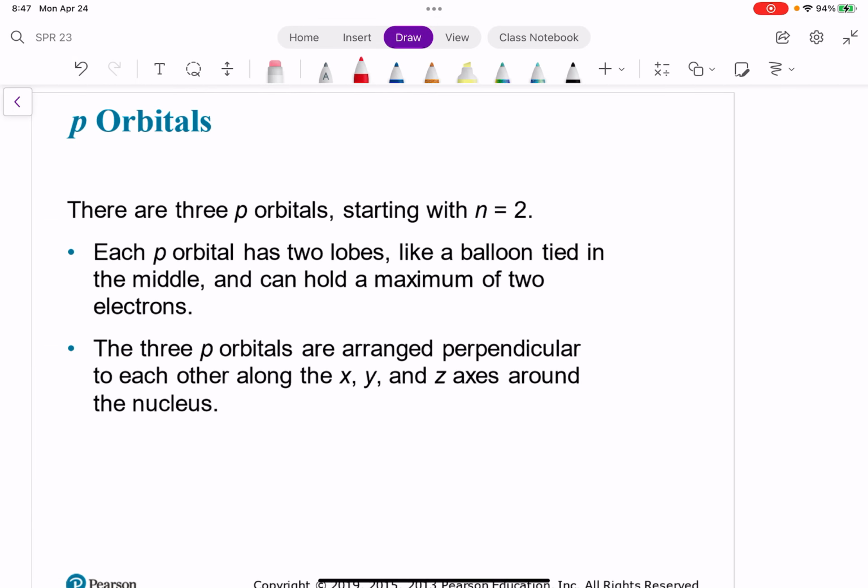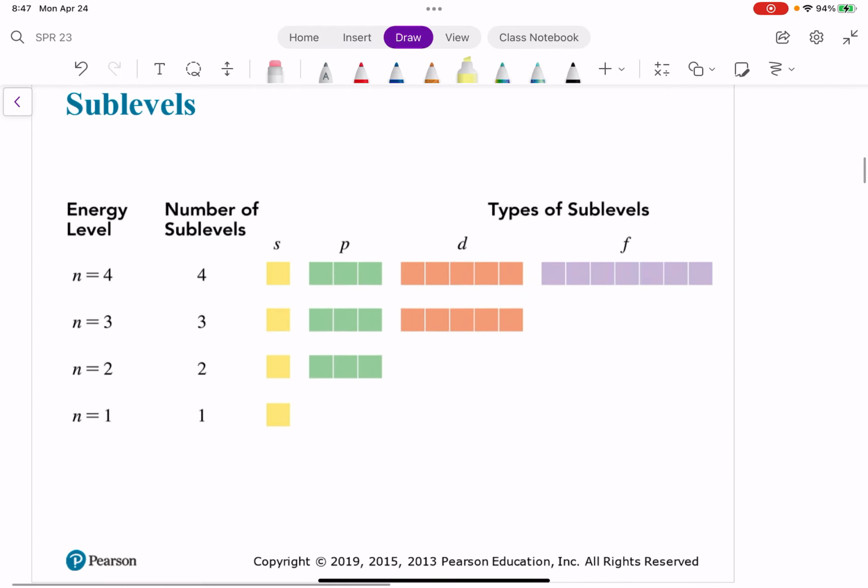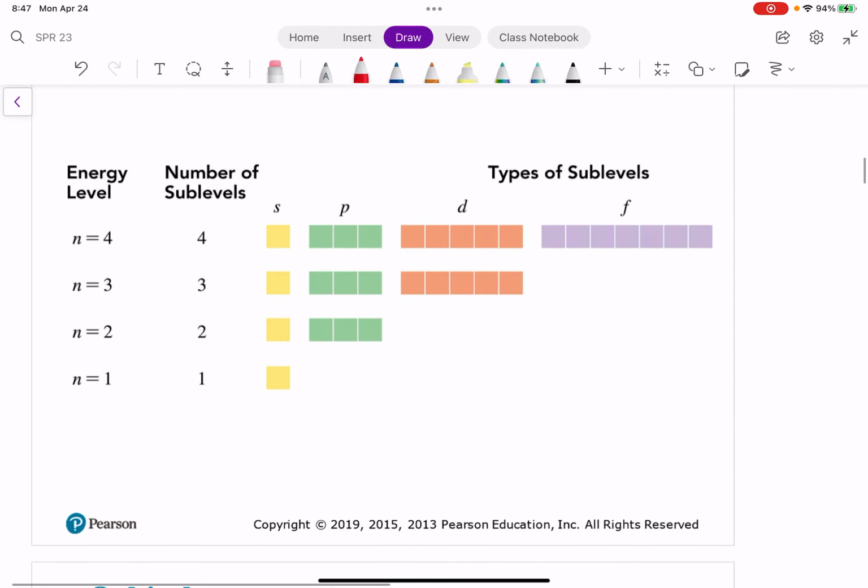Okay, p orbitals. And I know this concept is kind of weird, you guys, just stick with me. For p orbitals, we actually have 3 of them. There are 3 p orbitals, and we start at n equals 2. What do I mean by that? Notice that at n equals 1, at the first energy level, we only have an s orbital. Each of these boxes represents an orbital. So at n equals 2, we've got 1 s and 3 p orbitals.